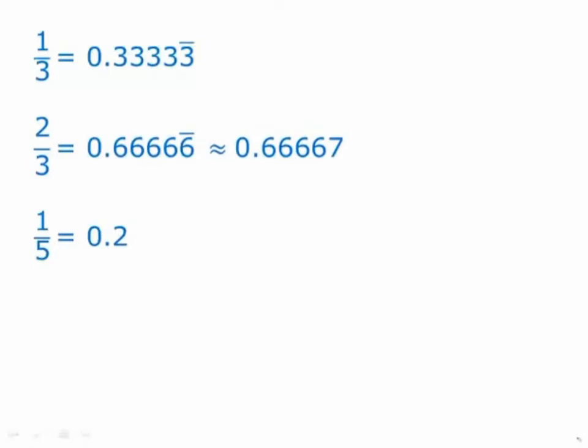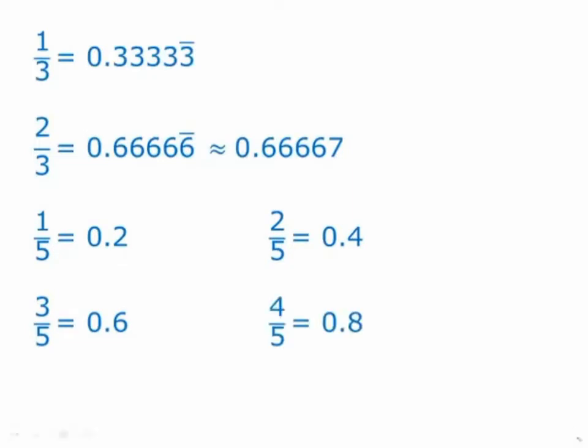1/5 is 0.2. Suppose I just multiply both sides by 2, then I would get 2/5 is 0.4. Or I could multiply both sides by 3, I would get 3/5 is 0.6, or multiply by 4, and I get 4/5 is 0.8. Very important to realize that these are just multiples of one another.